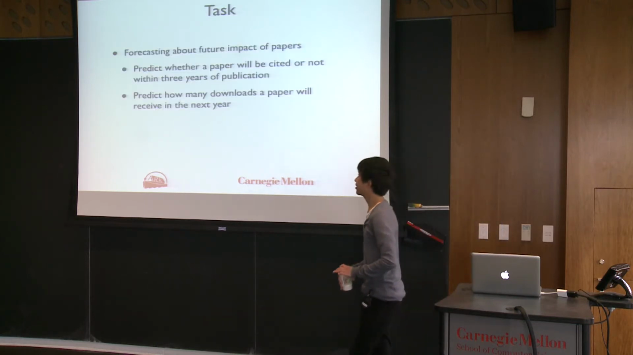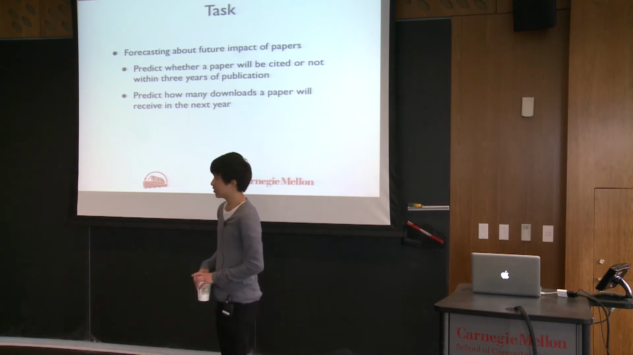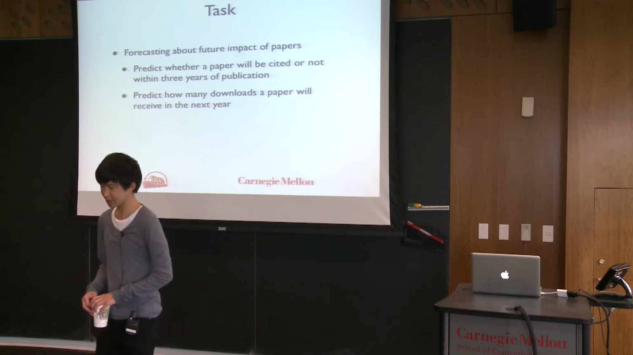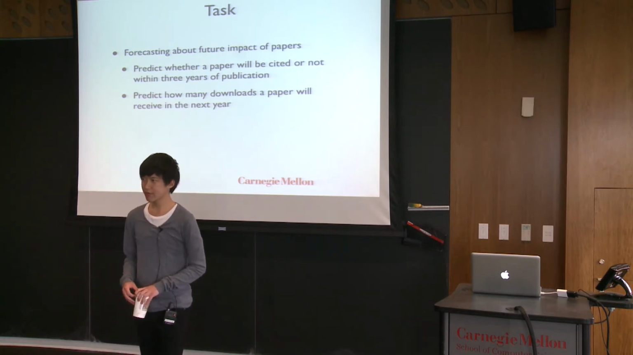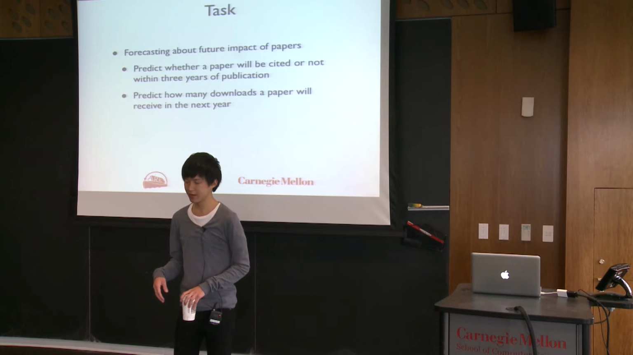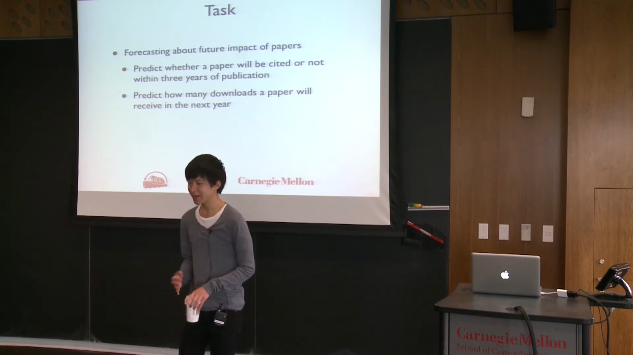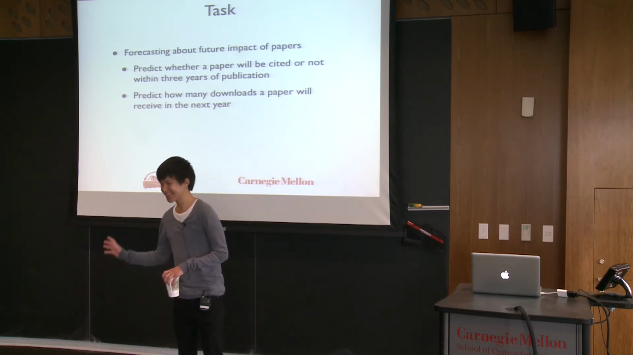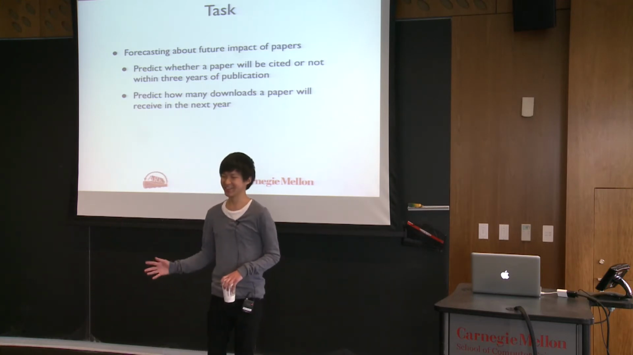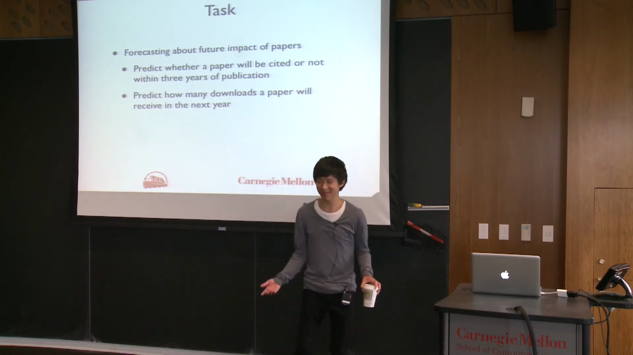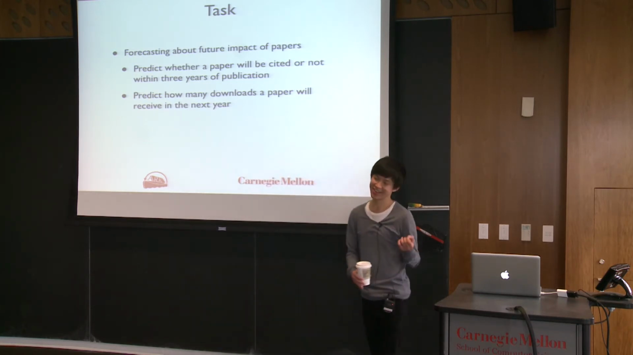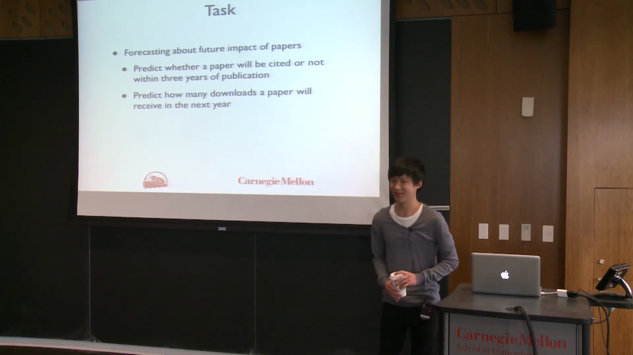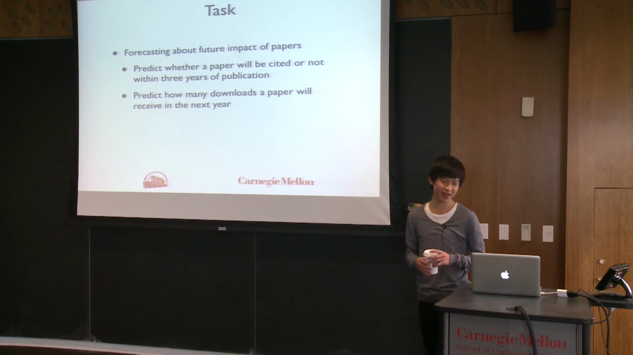Okay, let's try it on a couple of tasks here. The task here is to predict the future impact of papers at the time of their publication. We define impact by the number of downloads and the number of citations that a paper will receive in the next fixed period of years. Okay, it's not really impact, but we think it is highly indicative of how impactful a paper is. And this is what we can get, right, because you cannot really measure impact.